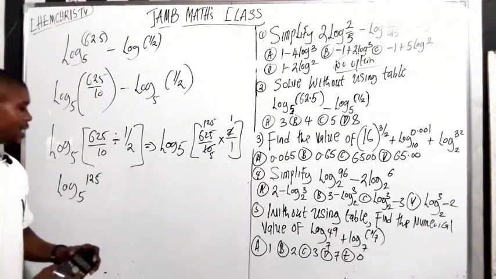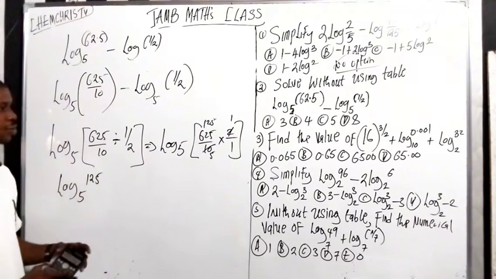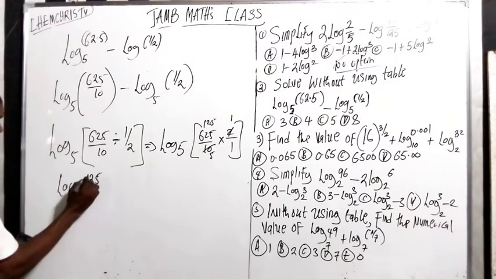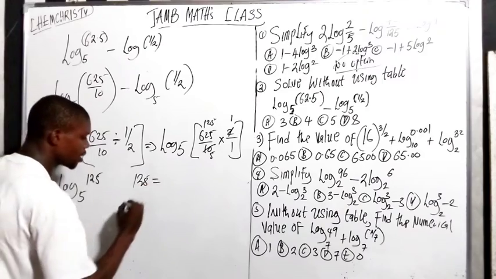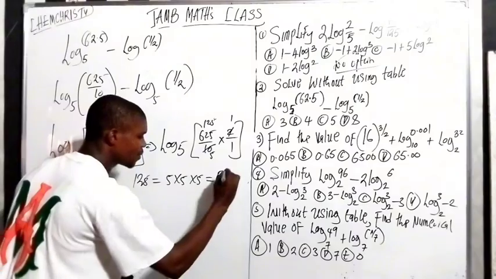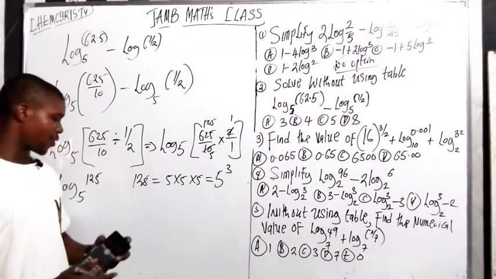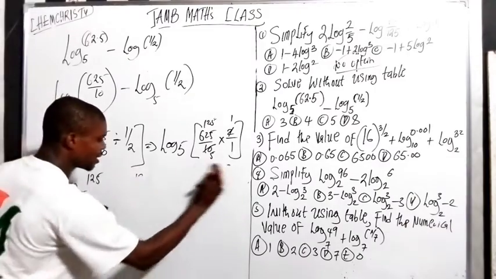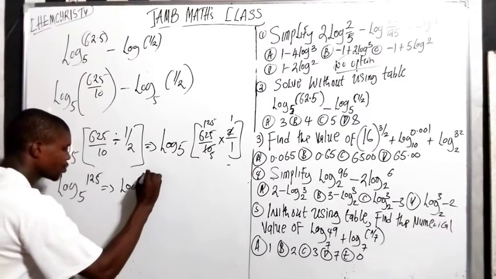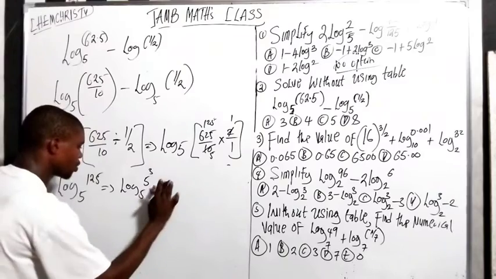So now let's check it very well. Log 5 125. What is the answer? Remember, 125 is the same as 5 times 5 times 5, which is 5 raised to 3, right? So I want to break it down. So now it's going to be log 5 of 5 raised to 3. Can you bring the 3 outside here? We're going to get 3.